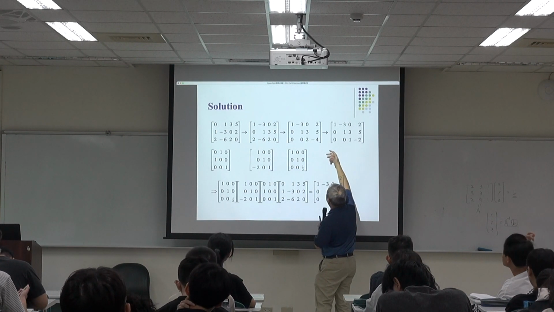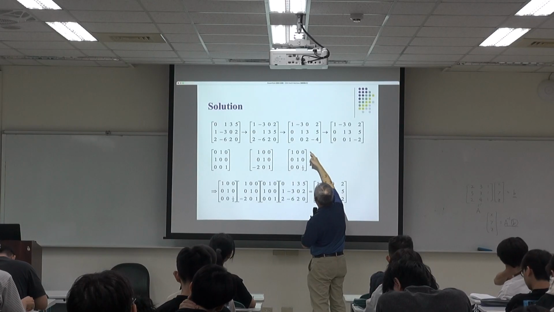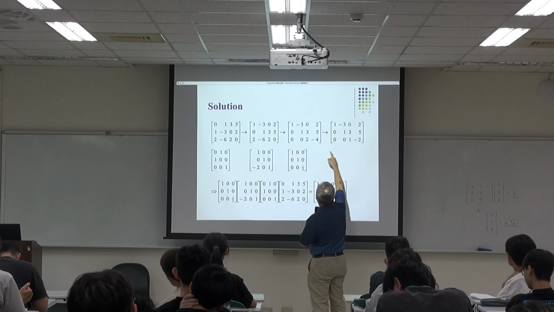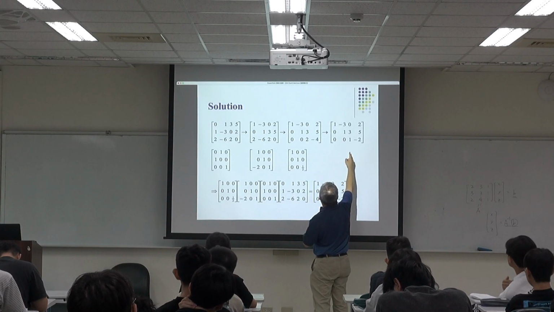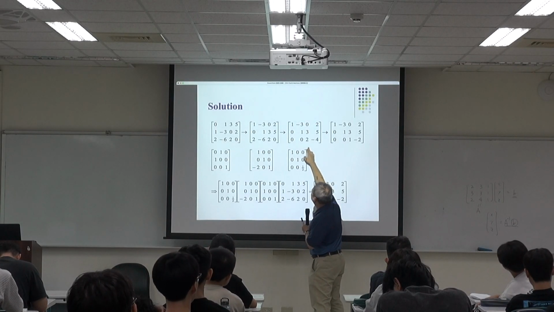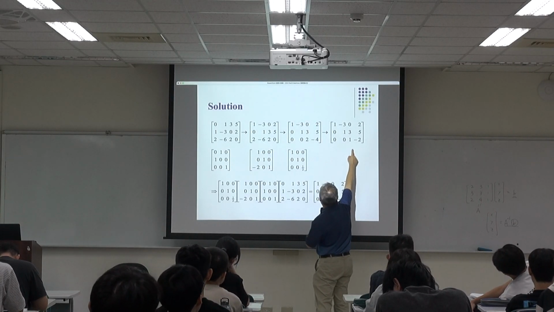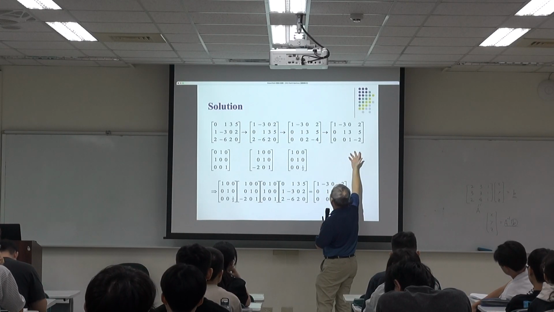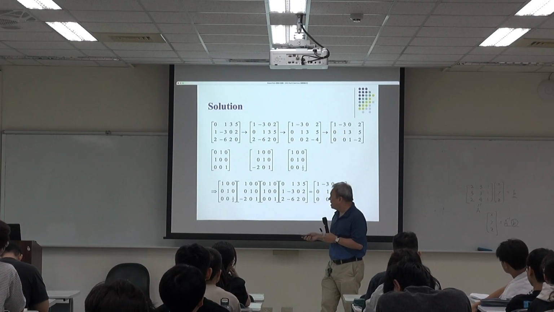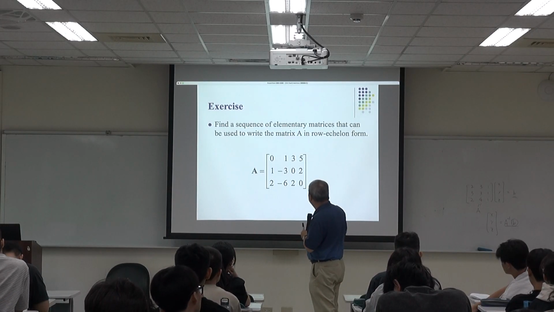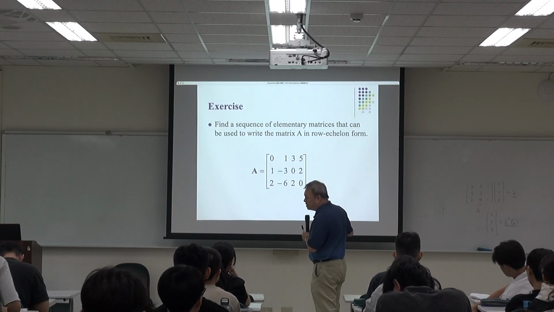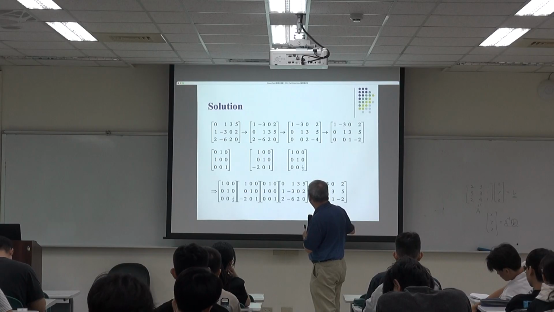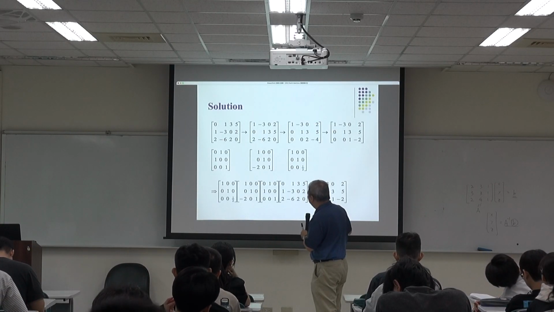And then, well, the second row is good, so nothing to be done. For the third row, we can multiply it by 1/2 to make it like this. So that's it, because it only asks us to convert it into row echelon form, right? So this is already a row echelon form. Okay, so let's have a look.